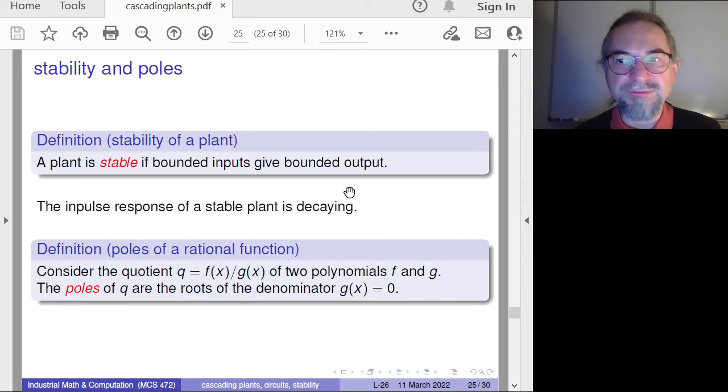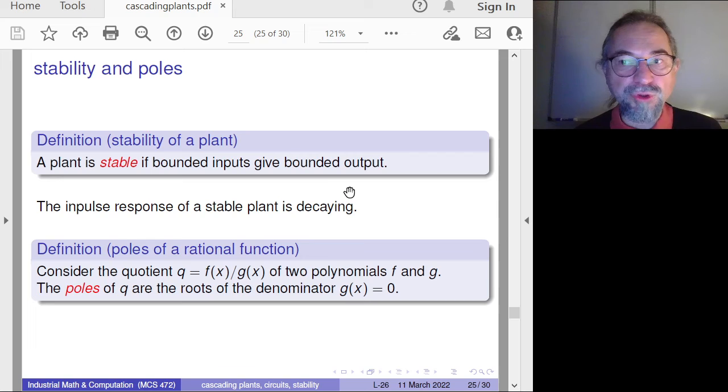So we have the observation that if your impulse response is decaying, and we are looking at linear, time invariant, and causal plants, entirely determined by the impulse response. Now, for a stable plant, these responses will be decaying. So that's the reason why we had these exponentials there with the negative exponents.